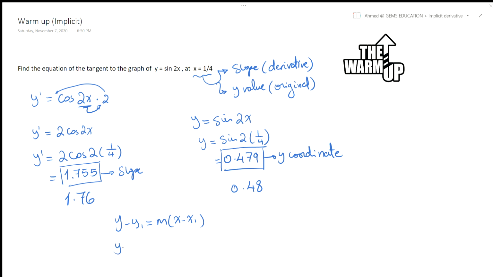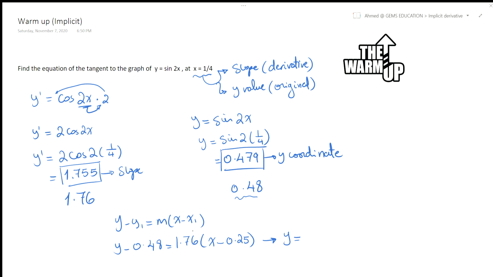So we'll leave the first y as it is, and instead of y1, we'll put the y value that we calculated over here as 0.48. And instead of m, which is the slope, we'll put the slope that we've calculated, which is 1.76. The first x will remain as an x, and the second one will be changed to the x given in the question, which is 1 over 4 or 0.25, whatever you feel comfortable with. Simplifying this equation and solving for y, you'll get the equation of the line.